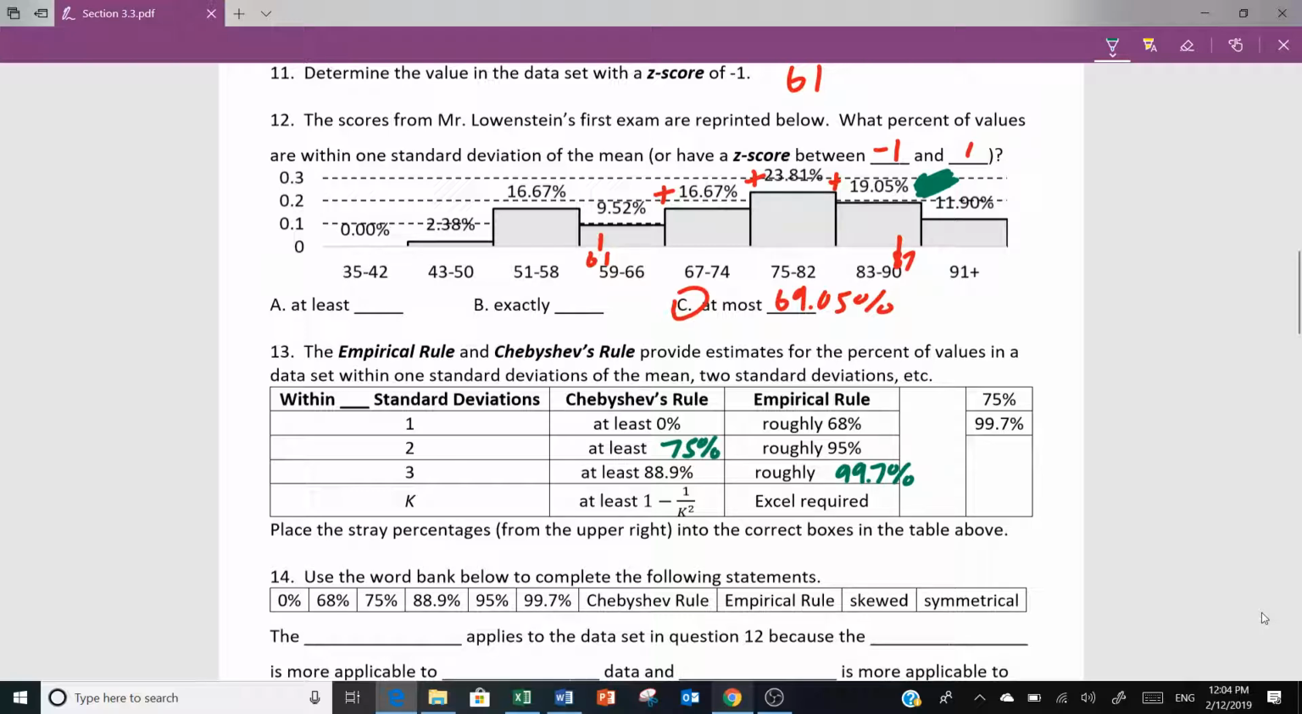Now, it turns out we have a formula that helps us figure out these values for Chebyshev's rule. You just do 1 minus 1 over k squared. Let's go ahead and verify this formula works for 2 standard deviations. So plug 2 in for k and verify that you get 75%.